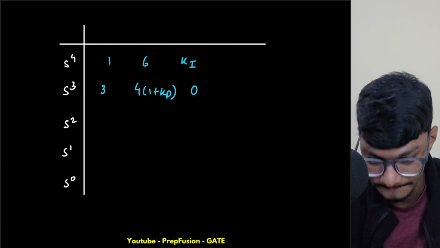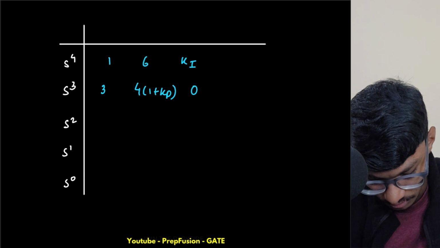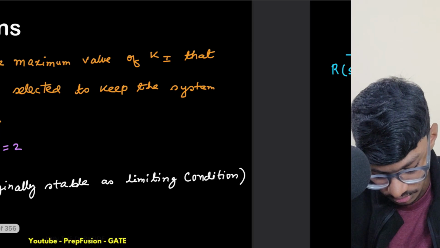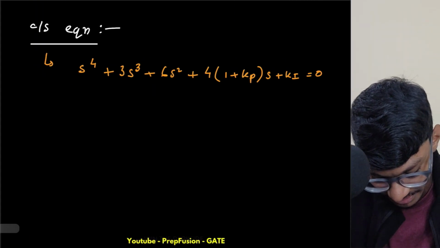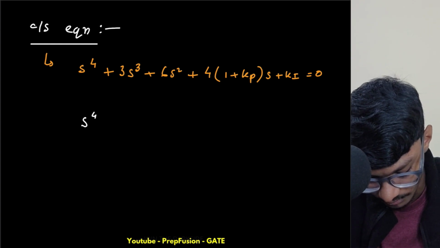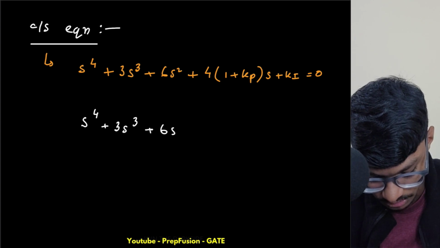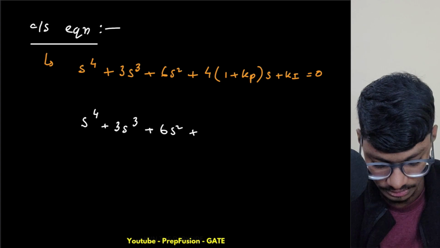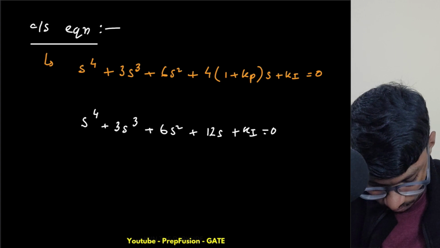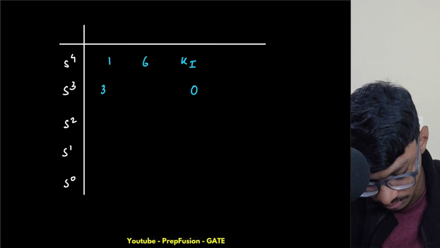Now simply, this times this minus this. We already know Kp, right? They have already given us Kp. Kp is equal to 2, so why not replace it? Why take it as unknown? So s to the power 4 plus 3s cube plus 6s square plus, since it is 2, 12s plus Ki equals 0. So here this will be 12 actually. Okay, this is 12, right?